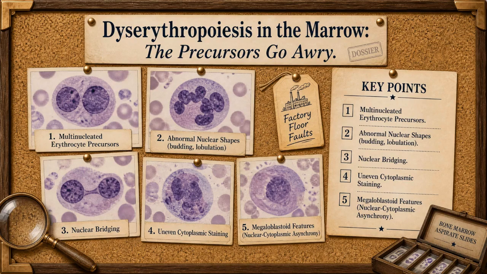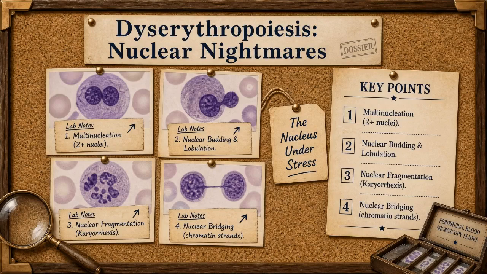Next, let's specifically focus on those bizarre nuclear abnormalities. Alright, histotechs, we've just explored the general dyserythropoiesis in the bone marrow.